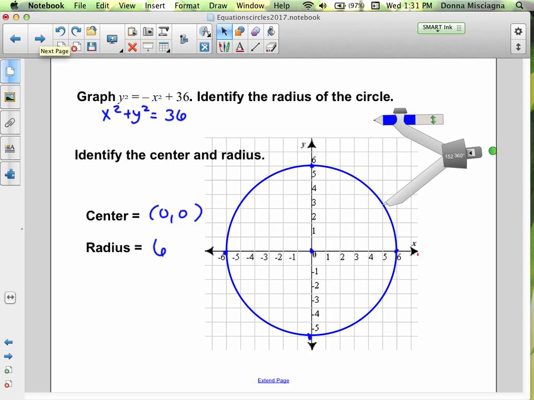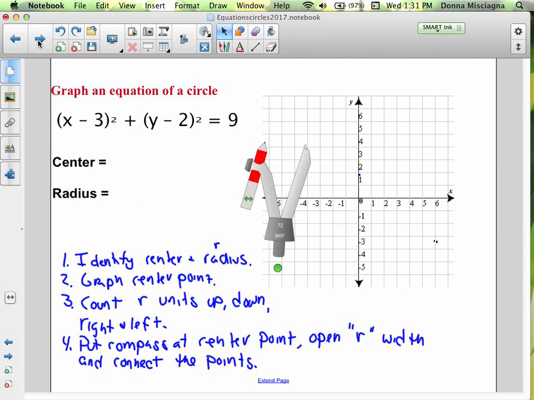Any questions so far? I think the next one is in your notes. So all of you in computer land as well as in the classroom can write this one in. So I want you to write the steps in on this one so we have it one time. All right, so you're going to identify your center and your radius. Step 2, you'll graph your center point. Step 3, you'll count r units, so r is the radius. Up, down, right, and left. You'll put the compass at the center point, open r width, whatever your radius is, and then just connect the points. All right, so just put that in your notes.